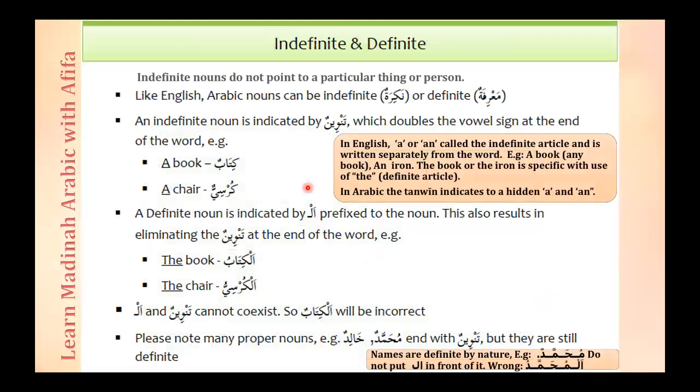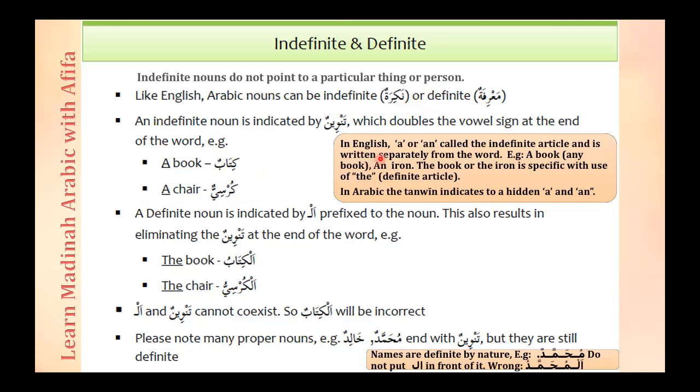Okay, so now let's talk about indefinite nouns. We talked about definite nouns in our last class, and right now we are going to talk about indefinite nouns. Indefinite nouns do not point to anything particular. The Arabic term for that is nakiratun, and the definite nouns are called ma'rifatun. Again, this terminology is going to come to you slowly. Don't worry about knowing all the terminology right now. For now, you need to focus more on understanding the differentiation between indefinite and definite nouns.